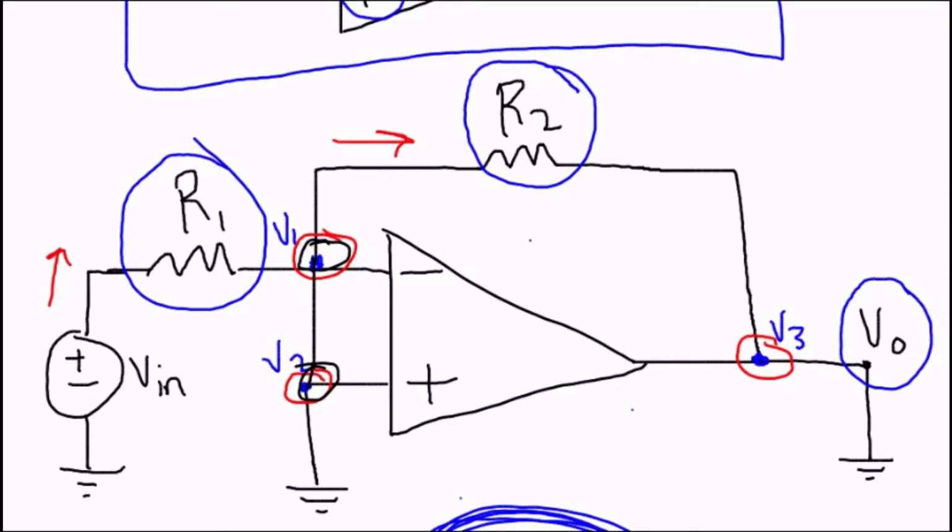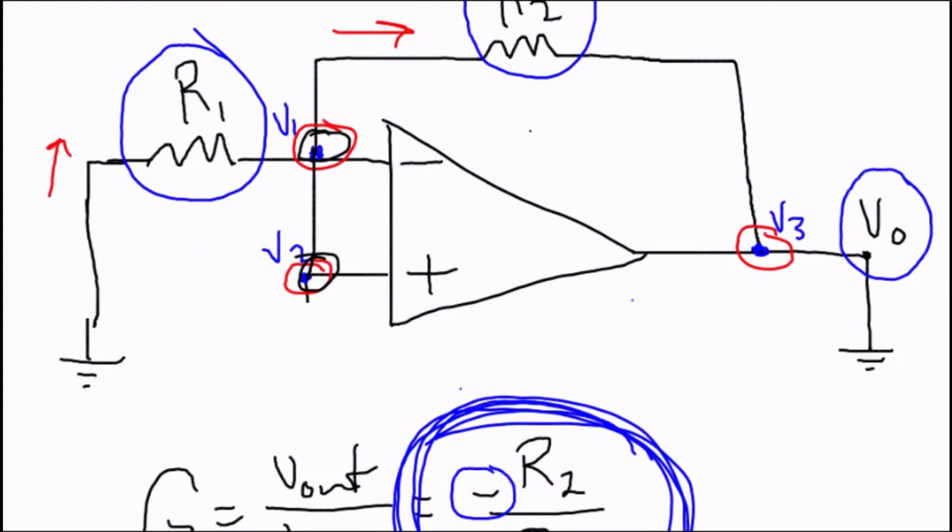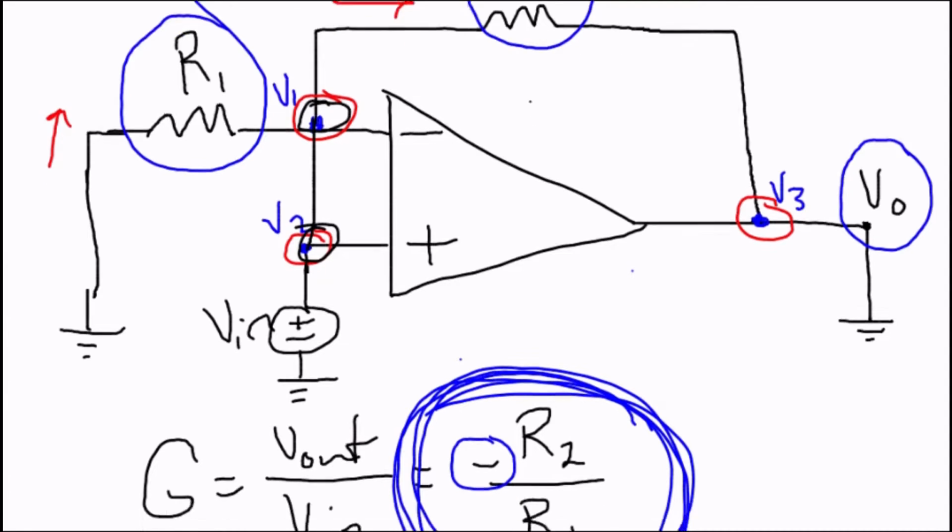Another very common use for the op-amp is in a non-inverting configuration. The difference between the inverting configuration and the non-inverting configuration is the location of this voltage supply. So I'm going to erase it. We're no longer going to have that voltage supply connected to the inverting input. Instead, we are going to have it connected to the non-inverting input.